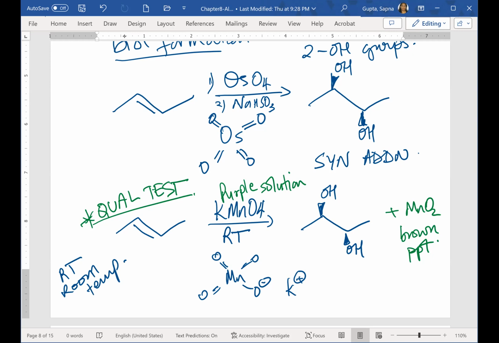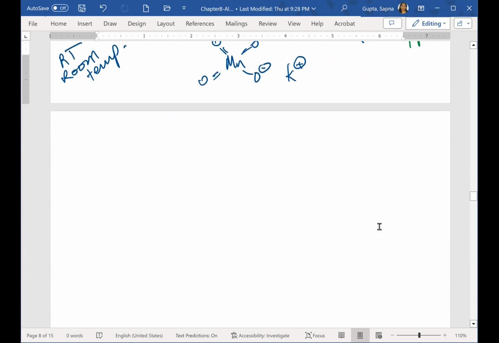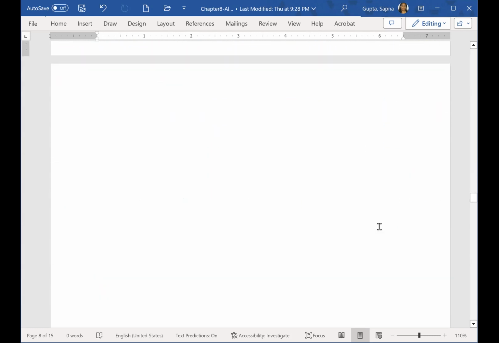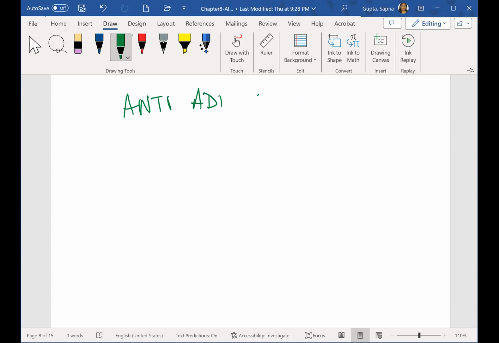So that is dihydroxylation, but this one is a syn addition. Both of these reactions are syn addition. So now I'm going to tell you one with the anti addition. Anti-addition, oh my God, my handwriting is so fantastic. There you go.